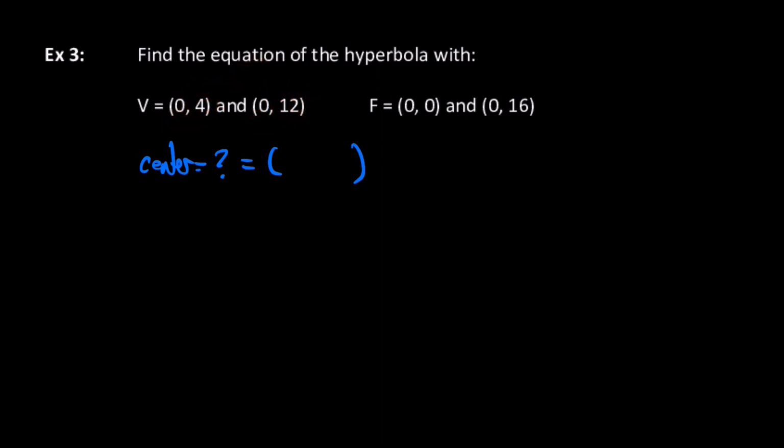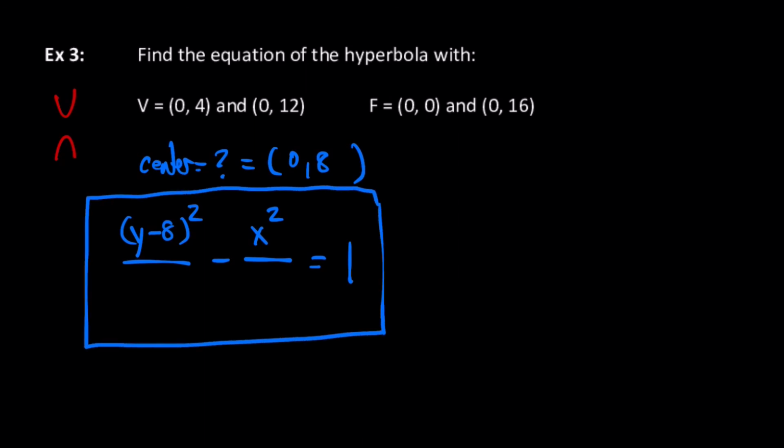Or you could just take the average of those two. 4 plus 12 is 16. Divided by 2 is 8. So my center is going to be 0, 8. As I talked about, I know the hyperbola looks like this. So I can actually start the equation. It's going to be y minus 8 squared over something minus x minus 0, or just x squared over something, equals 1.